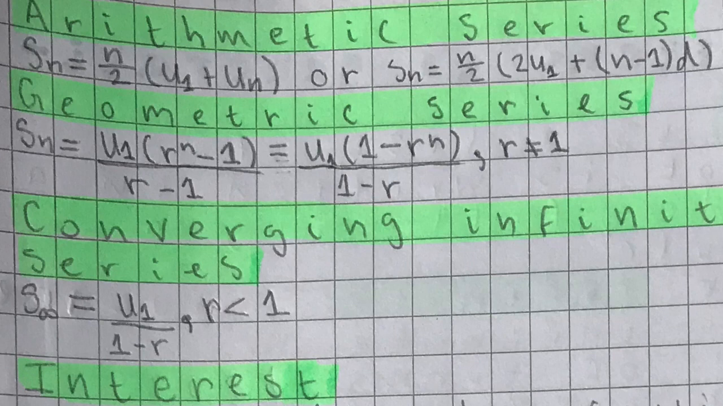There are two versions of this formula, which is basically just whatever will give you the easiest numbers. So if r is bigger than 1, then you use the one where it's r minus 1. And if r is smaller than 1, then you use the one where it's 1 minus r, because that will just give you easier numbers to work with.